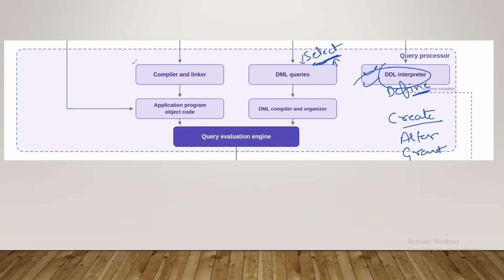Now the next part of the query processor is the compiler and linker. What will your compiler and linker do? It will convert your program with embedded SQL into object code, and finally it will go to the evaluation engine. So all in all, every road will lead to the evaluation engine. I hope you got some idea. So this was our floor, and now let's go through the next one.